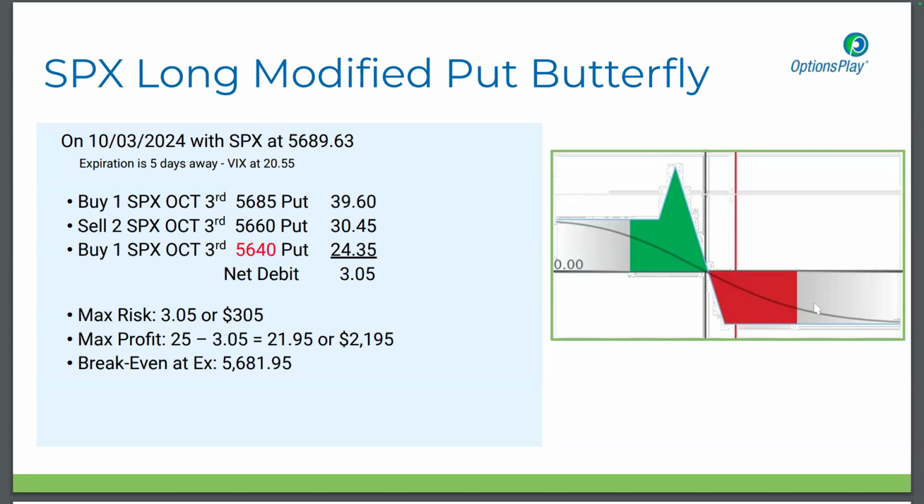So on this side of the coin, if we're looking at a real life profit and loss graph, we would see this would be $305 for every 1x2x1 butterfly, or 3.05. In this instance, 1.95 here. Maximum upside would be 25 minus that net debit, or 21.95, and that would be right here.